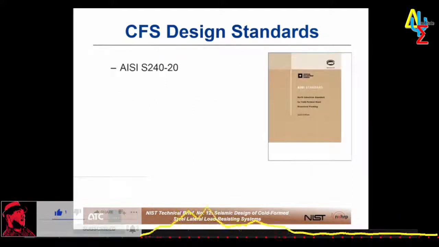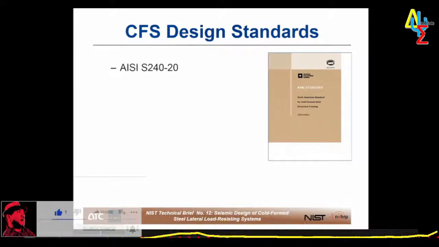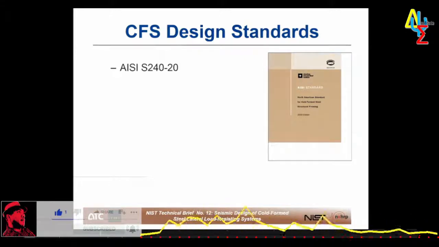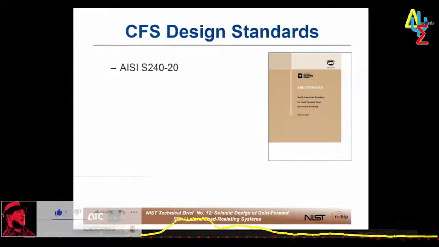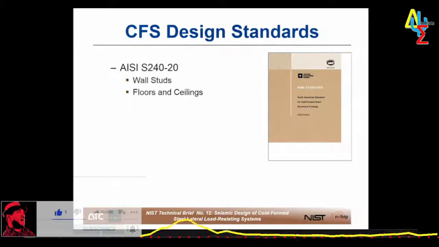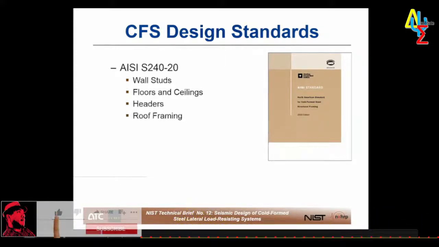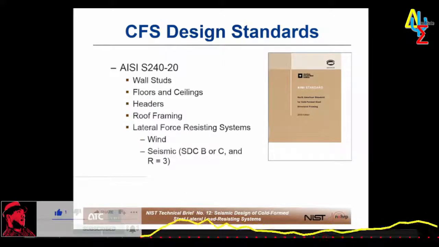So AISI S240 is the North American standard for cold-formed steel structural framing, and that was just recently updated in 2020. That update, in fact, became available just a couple of weeks ago. So if you go to cfsei.org and look for the free standards downloads, you can find the most current version of S240. And S240 consolidated a number of earlier design standards, including standards for the design of wall studs, floors and ceilings, headers, roof framing, and the wind and low seismic design of lateral systems.